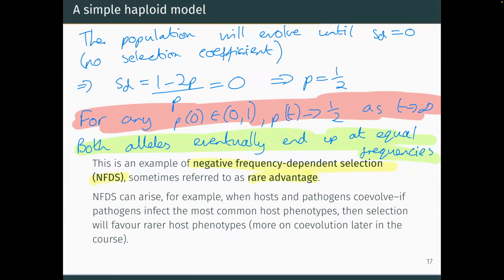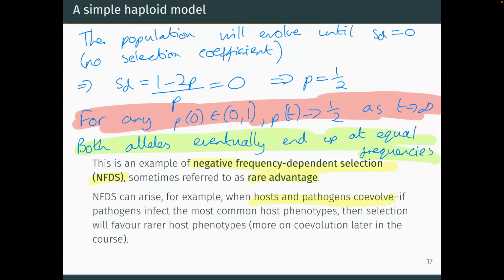Why might this occur? A common cause, and again, we'll meet this later in the course, is antagonistic interactions, like between hosts and pathogens, predators and prey, or plants and herbivores, when they evolve together, or co-evolve. In the case of pathogens, they tend to infect the most common host phenotypes. Then selection will favor those that are rarer in the population. This can be quite important because it can lead to long-term fluctuations in allele frequencies. Here they happen to settle down, but there might be reasons why these things cycle over time.